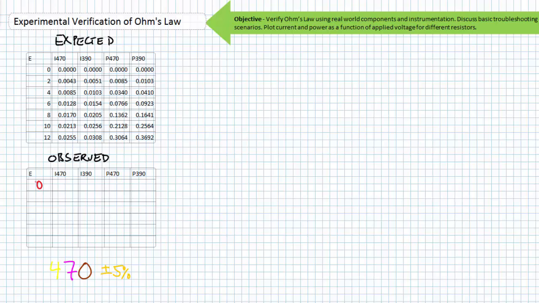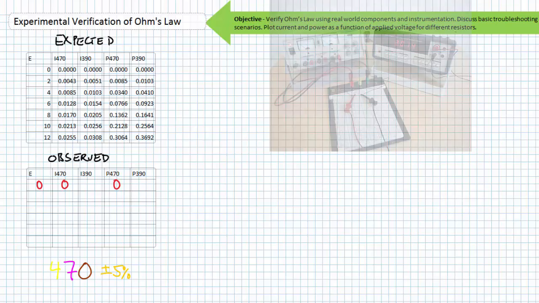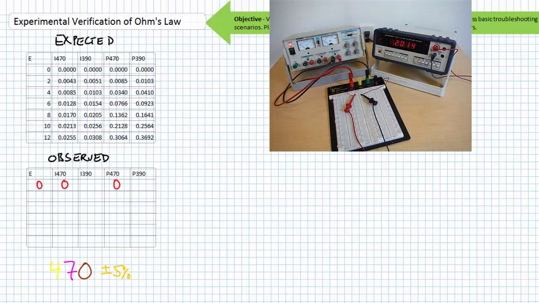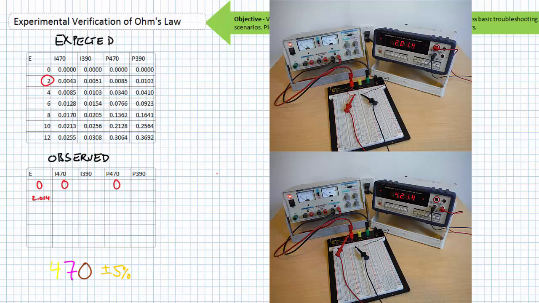When there's 0 volts across it, there's obviously 0 amps of current through it, and it's dissipating 0 watts of power. Using our DMM in voltmeter mode, we dial the power supply close to our 2 volt operating point at 2.014 volts. Using our DMM in ammeter mode, we observe 4.214 milliamperes of current through it.